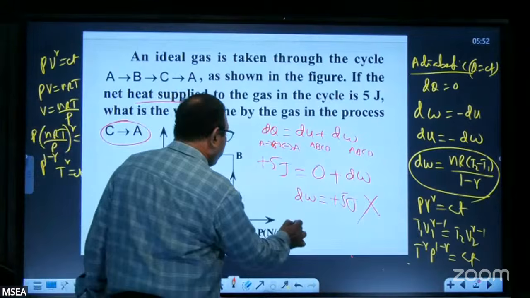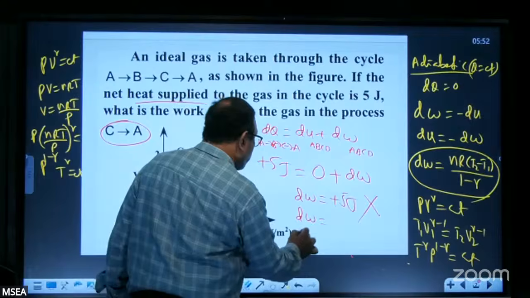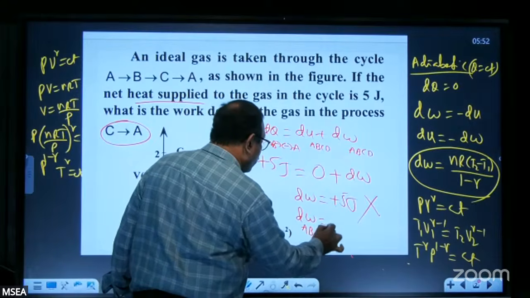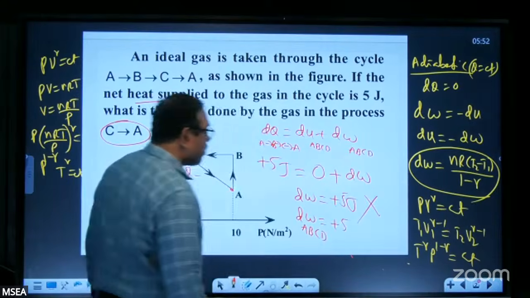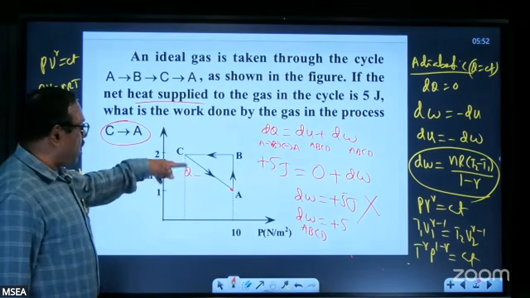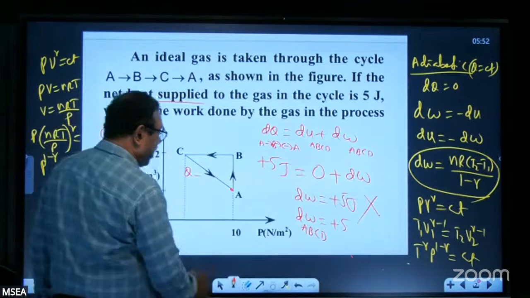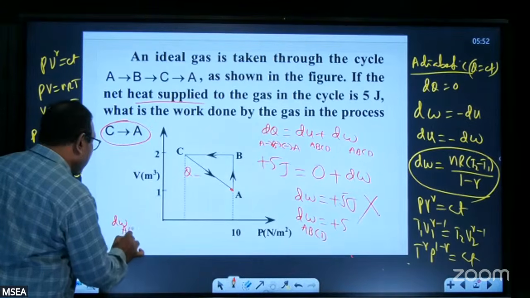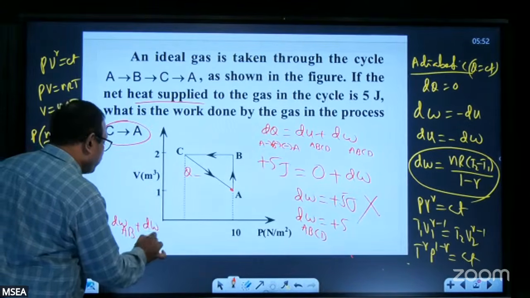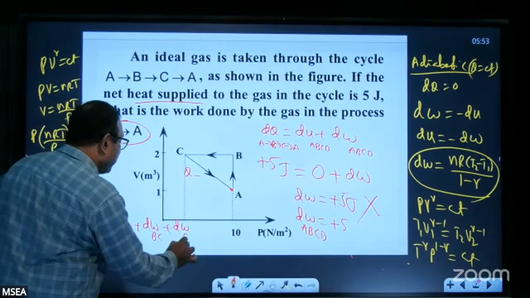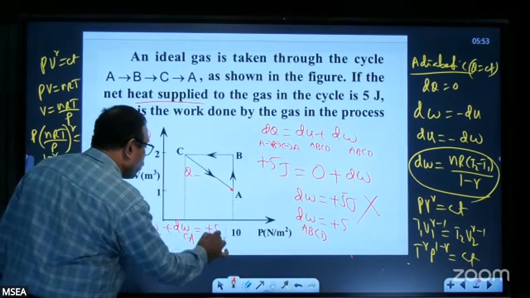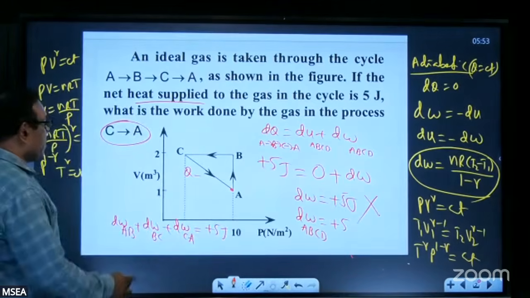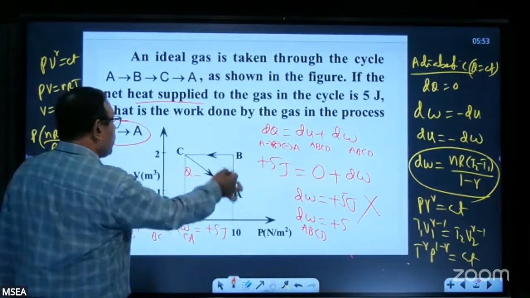That means dW is nothing but A to B, B to C, C to A, which is equal to plus 5 as given. But he's asking about dW of C to A particularly. This contains dW of A to B and also dW of B to C and also dW of C to A, which should be equal to a total of 5 joules. Then, dW of A to B.